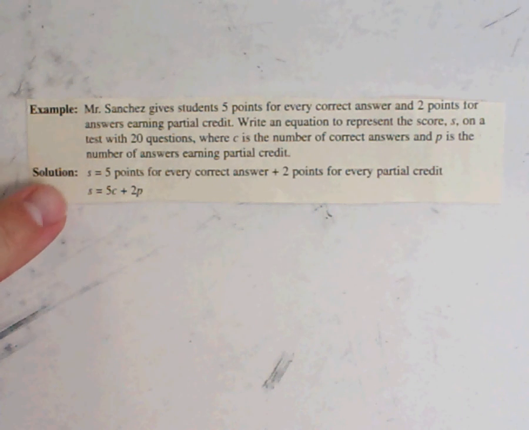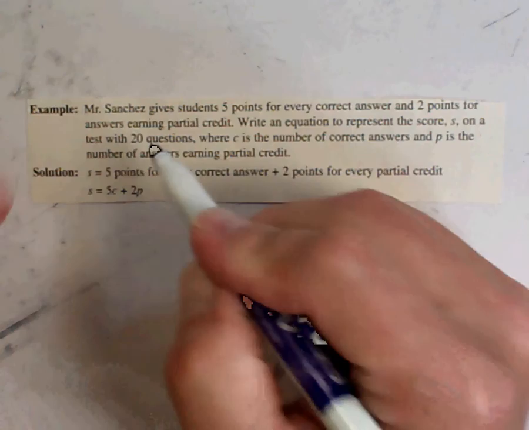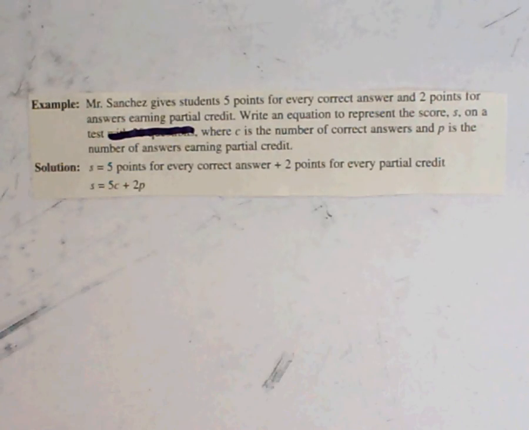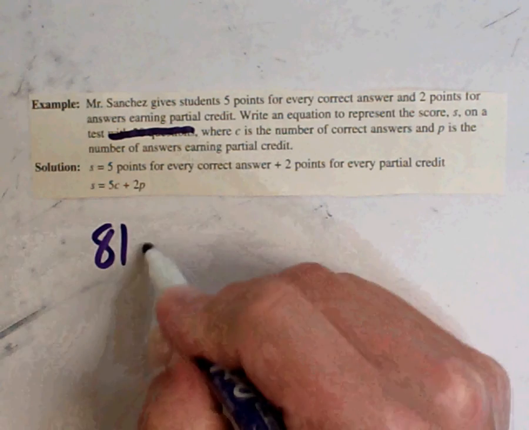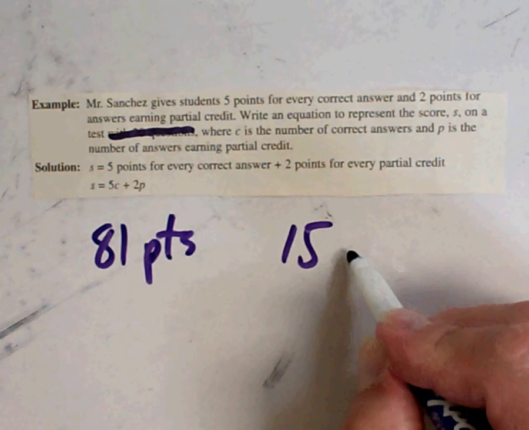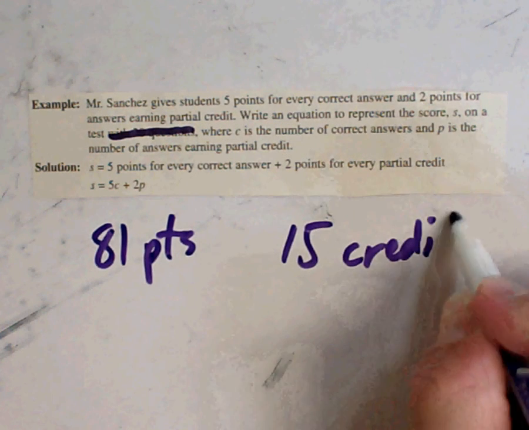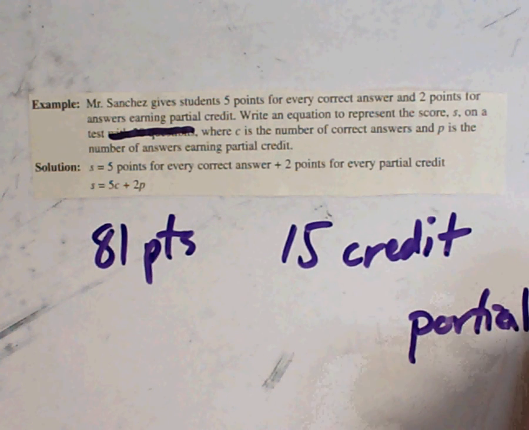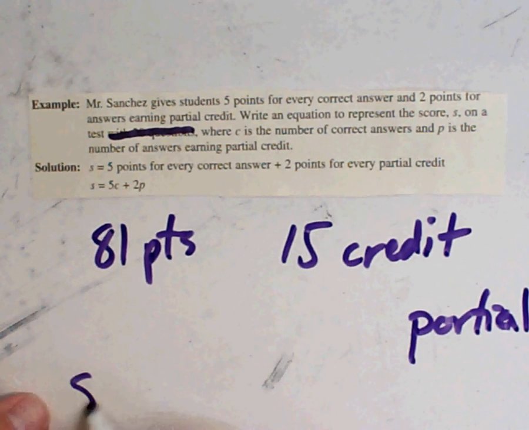So basically they have the equation, okay? So S is 5 points for credit and 2 points for partial credit. Sometimes they'll give you other things in the question. I'm going to do something different. Let's say that a student earned 81 points and we know that they got 15 for credit, and they want to know how many partial credits they got. So all you have to do is substitute into your equation.